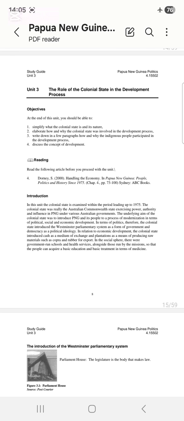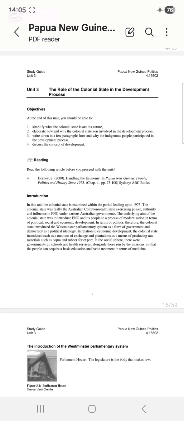Again here, if you look at the study guide, always start by looking at the objectives. So last week we've done that. We look at the objectives and try and answer the questions that arise from the objectives here. So if you look at your study guide, there are 4 objectives.